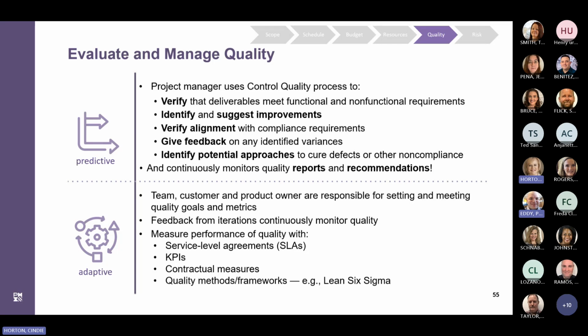Moving on to adaptive approaches, we know that quality management is built in as part of the process. The team, customer, and product owner together define quality goals and metrics. They also use feedback from their iteration reviews to continuously monitor the quality. A variety of methods are used to measure quality, including service level agreements or SLAs, key performance indicators or KPIs, measures that are stipulated in contracts, and the team's own or adopted frameworks such as Lean Six Sigma.